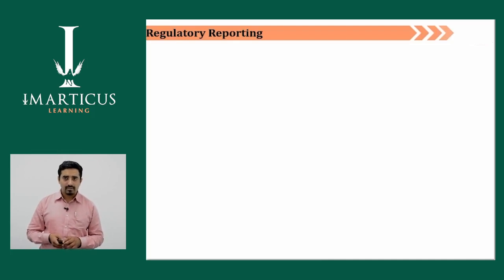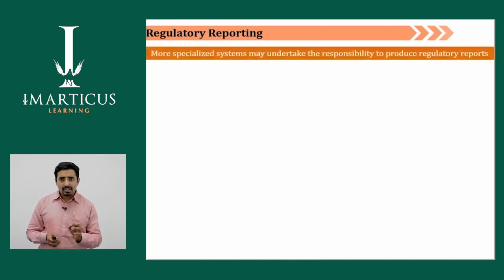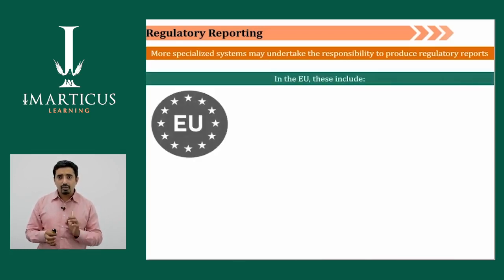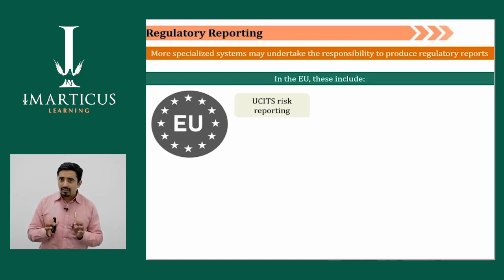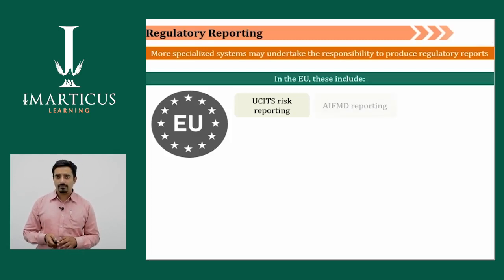Regulatory reporting has become more demanding and more complex. As a result, usually other, more specialized systems undertake the responsibility to produce regulatory reports. In the EU, these include UCITS risk reporting. UCITS is a mutual fund based in the European Union. UCITS stands for Undertaking for Collective Investment in Transferable Securities. And UCITS funds can be sold to any investor within the European Union under a harmonized regulatory regime.